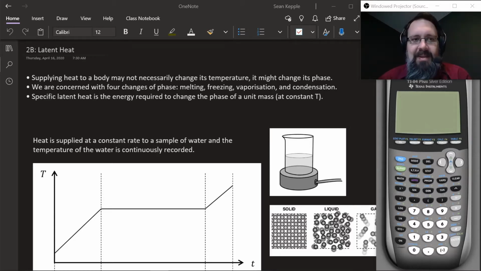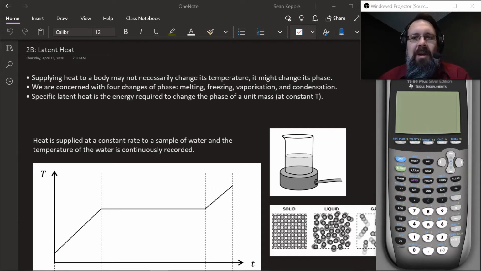The second main idea is that there are four changes of phase that we're mainly concerned with, and those are melting, freezing, vaporization, and condensation. So you need to know what those phases are, what's happening, and ascribe those names to a specific transformation occurring within the material. And then lastly, specific latent heat is the energy required to change the phase of a unit mass, given that the temperature is constant.